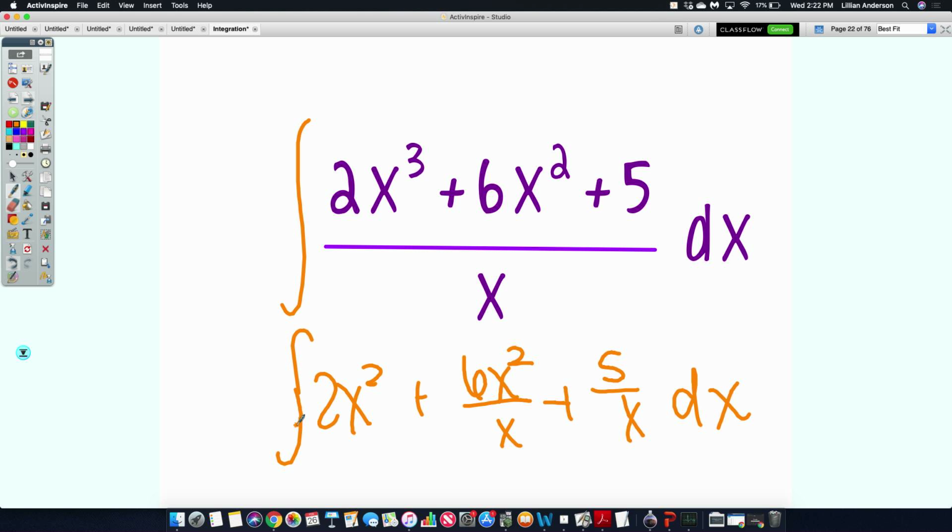Then this one turns into what? 6x. Just 6x. But then that 5 over x will stay 5 over x when you take the antiderivative. Because we're adding them all, you can just do them separately. So don't forget, there's not really a quotient rule with antiderivatives. So you have to think of the different ways that you can simplify your function before you actually take the antiderivative.